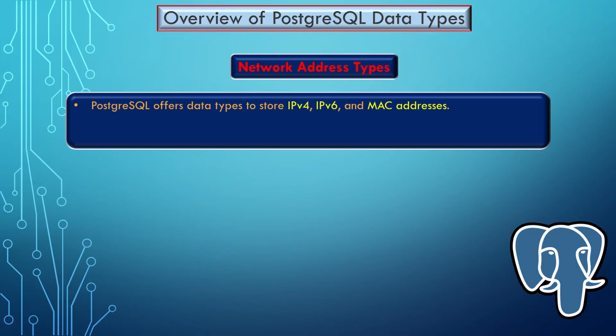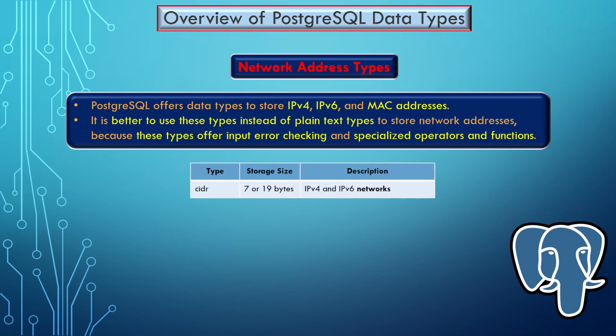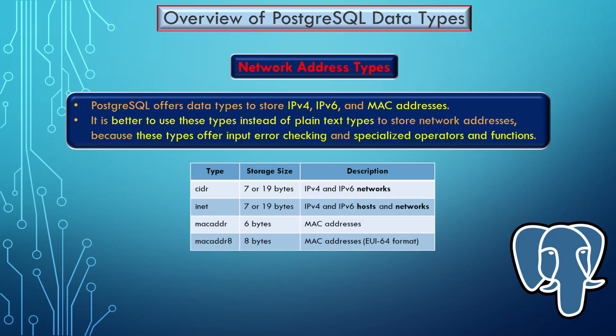PostgreSQL offers data types to store IPv4, IPv6, and MAC addresses. It is better to use these types instead of plain text types to store network addresses, because these types offer input error checking and specialized operators and functions. The data types that are available are CIDR, INET, MACADDR, and MACADDR8.